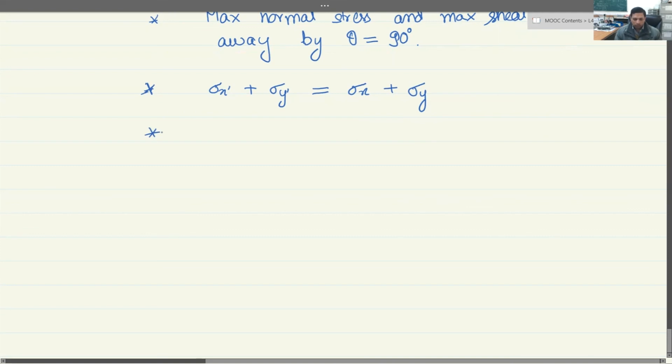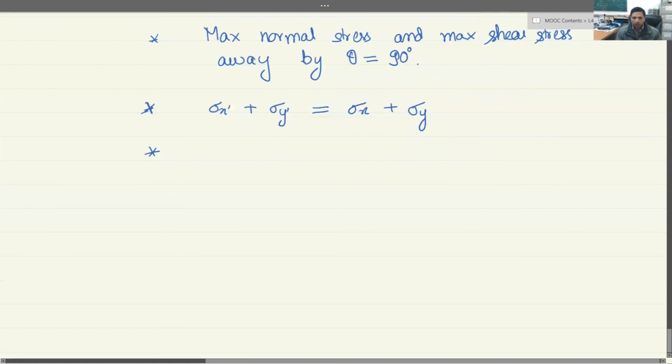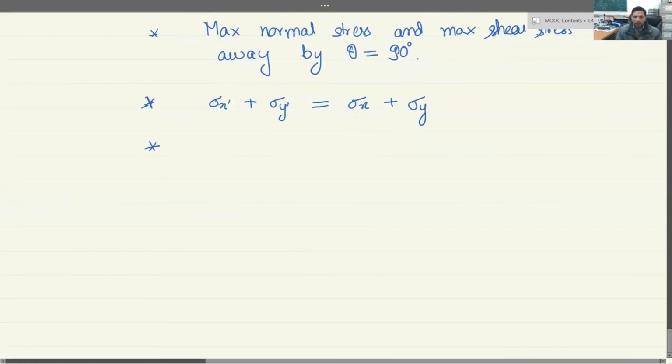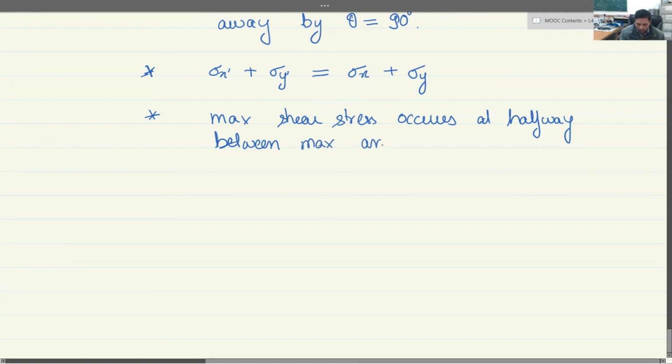And another one is something we have already discussed: maximum normal stress and maximum shear stress orientation are away by theta equal to 90 degrees. And maximum shear stress occurs at an angle halfway between maximum and minimum normal stress. Halfway between max and min normal stresses.